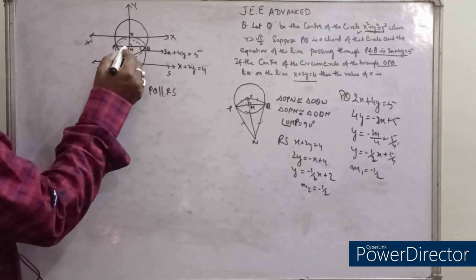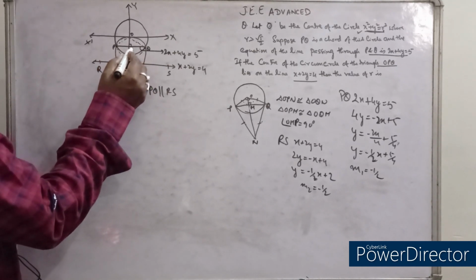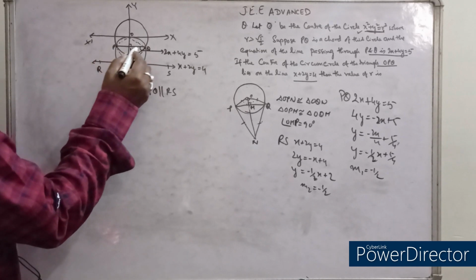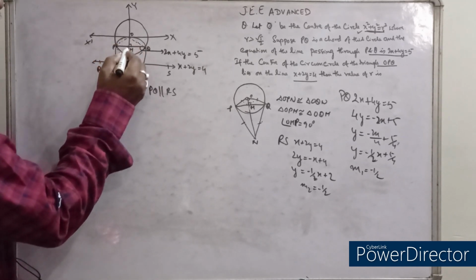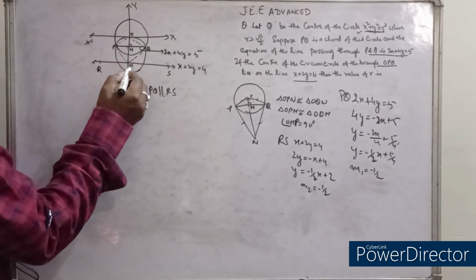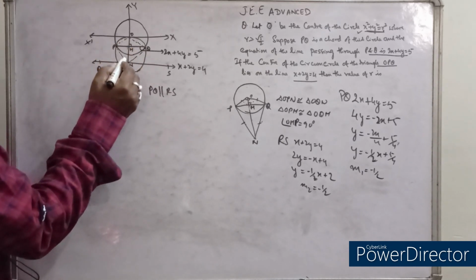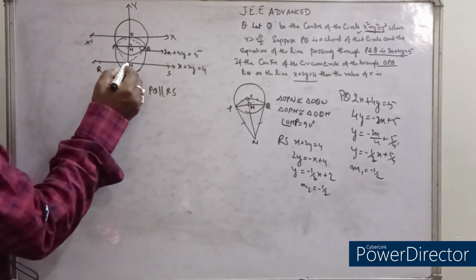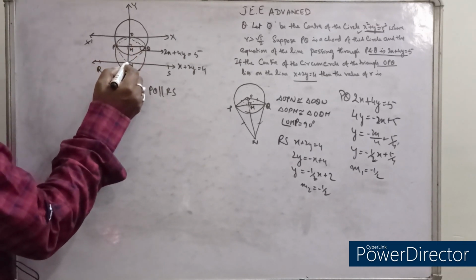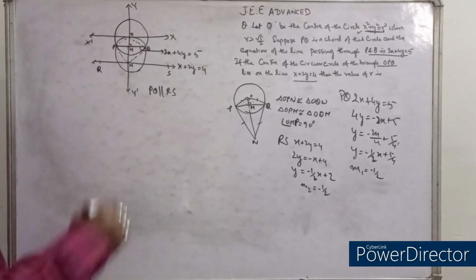this is a perpendicular. We have proved that this is the perpendicular. So this becomes the chord of the circle. So the line passing through this chord, the center will lie on this line. So here this N becomes the center of this circle.